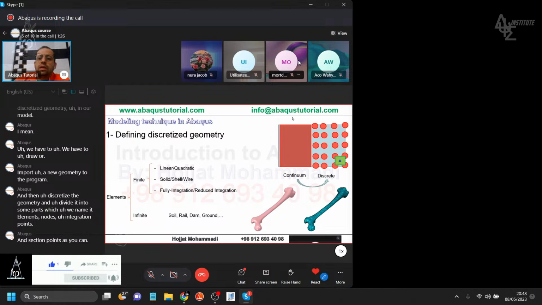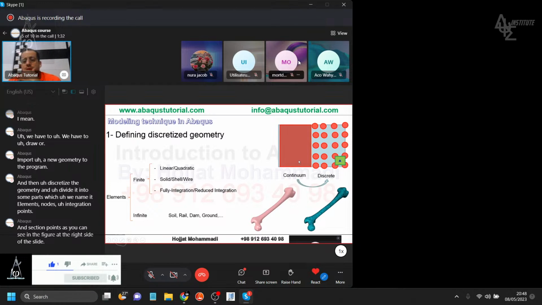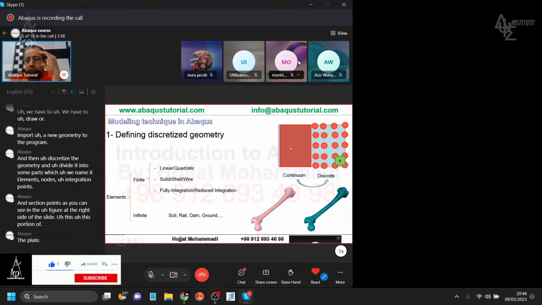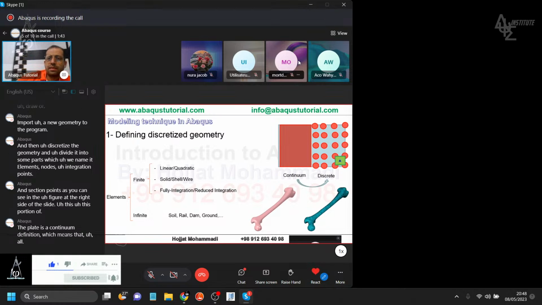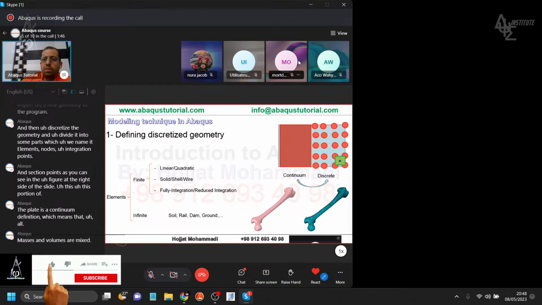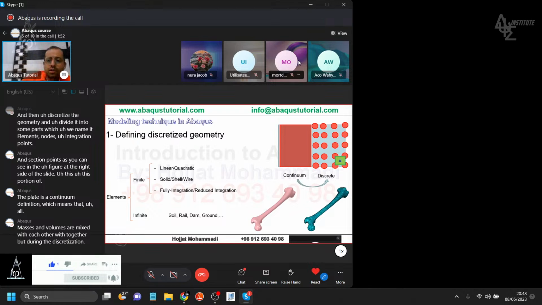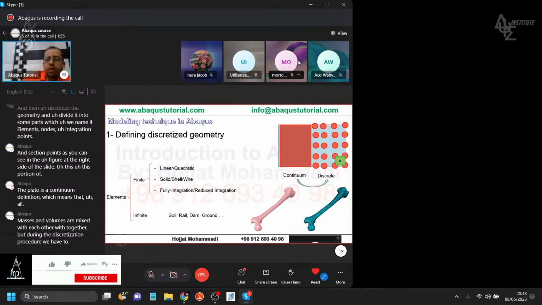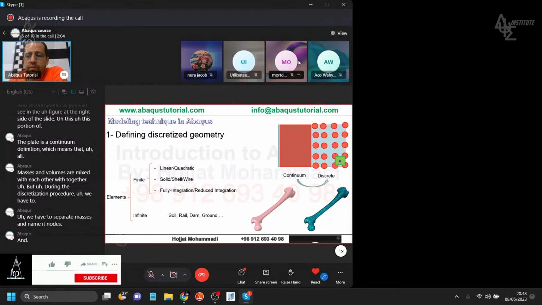As you can see in the figure at the right side of the slide, this portion of the plate is a continuum definition, which means that all masses and volumes are mixed with each other, together, but during the discretization procedure, we have to separate masses and name them nodes, and volumes and name them elements.